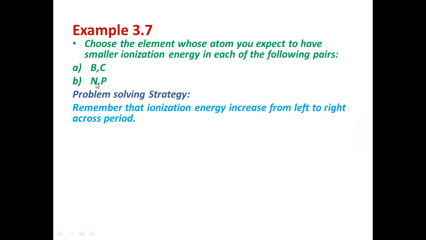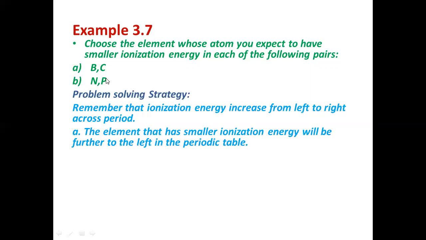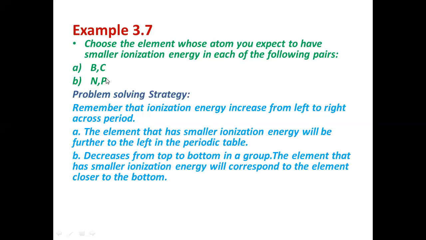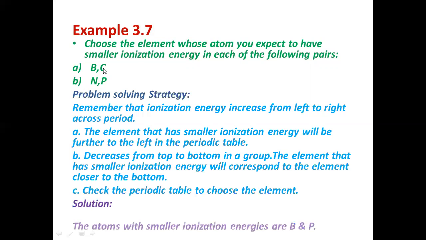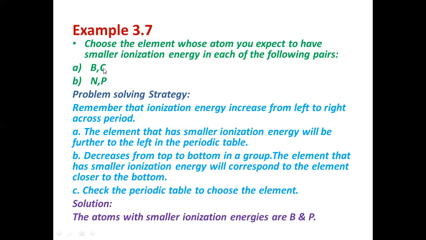Nitrogen and phosphorus belong to the same group. Nitrogen is present in period number 2 and phosphorus in period 3. So the size of phosphorus is greater than nitrogen. The greater the size, the lesser the attraction of the nucleus on the outermost electron, and little energy will be needed to remove an electron from the outermost shell of phosphorus. So the smaller ionization energy in the first case is for boron, and in the second case the smaller ionization energy is for phosphorus. So this is example 3.7.